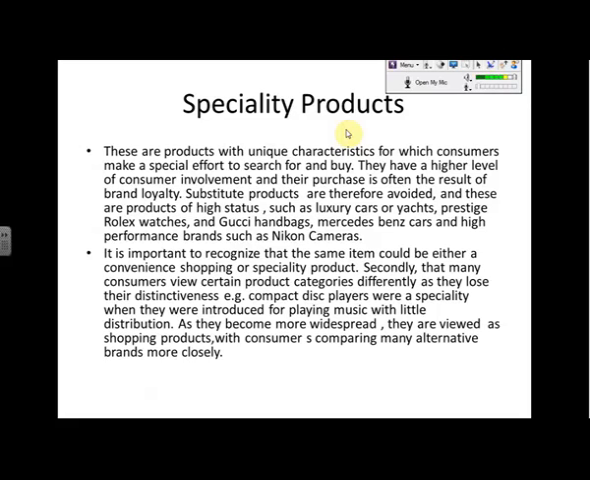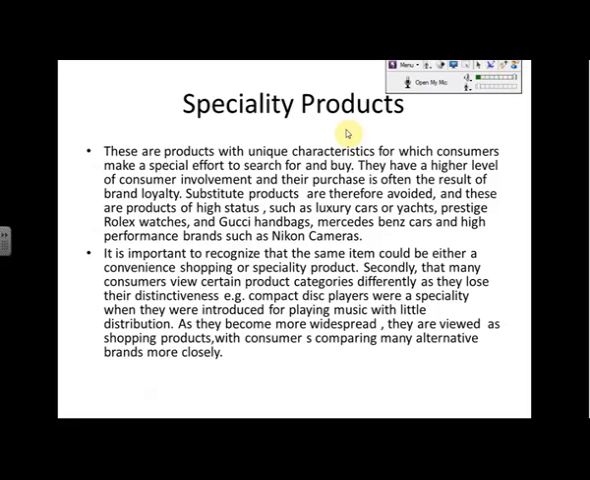It is important to recognize that the same item could either be a convenience or a specialty product. Secondly, many consumers view certain product categories differently as they lose their distinctiveness. For example, compact disc players were a specialty product when they were introduced for playing music, with little distribution. As they became more widespread and available, they are viewed as what? As shopping products.